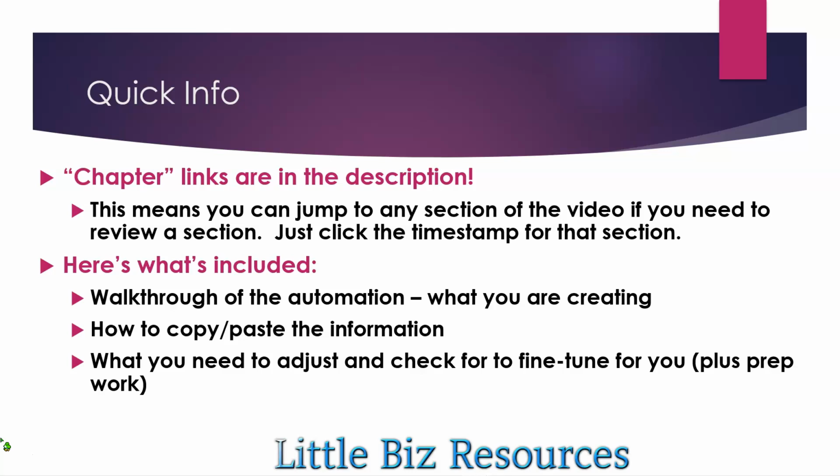Now here's what's included, and of course there's a lot of details with each of these. We're going to do a walkthrough of the automation so you can see what you're creating. Then we're going to show you how to copy and paste the information into Power Automate Desktop, along with the other copy and paste elements. And then we're going to look at what you need to adjust and check to fine-tune your specific elements. Then we're going to talk about prep work. So I think this one's going to be a little bit more organized than the Photoshop version. So let's go ahead and get started.